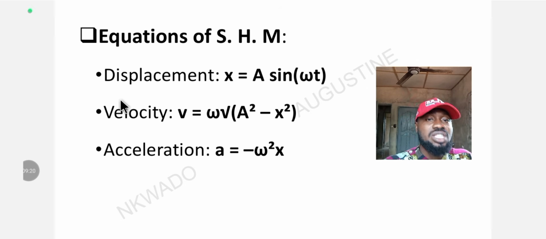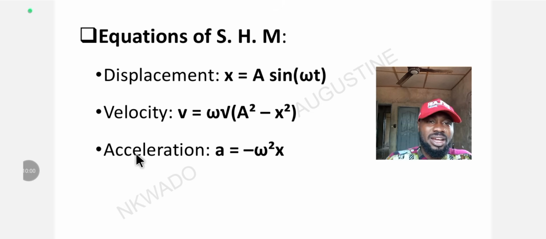Then the next we have here is velocity. If you are told to look for velocity, you are going to use this formula: V is equal to angular velocity times the square root of (a square minus x square). Remember that s here stands for displacement. So a square minus s square. You substitute, you look for your square root, and you get your answer.